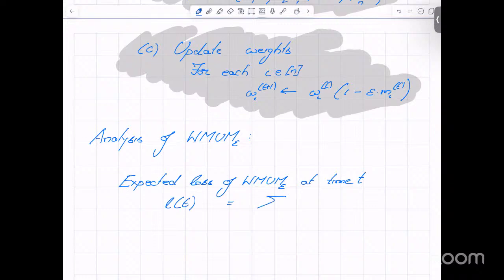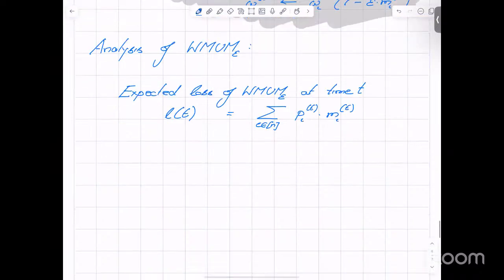This is exactly the summation over i in n, because you're choosing a random behavior, of p_i^t times m_i^t. Because that's the probability with which we are taking the ith expert's action, and that's the loss of the ith expert. Therefore, that's your expected loss. In short form, this is just the inner product of the vector m^t with the vector p^t.